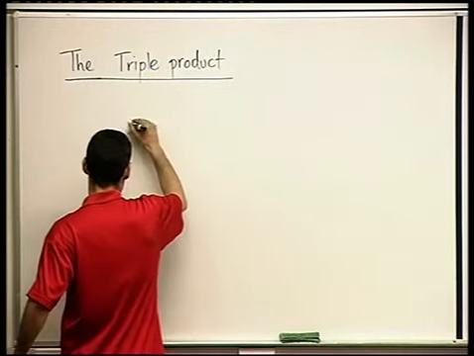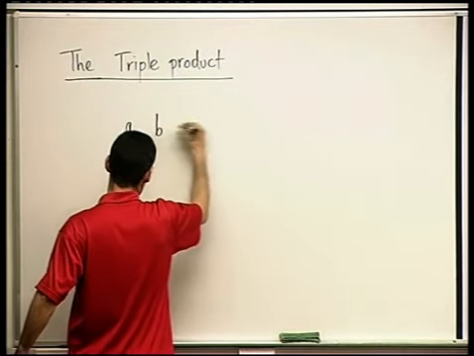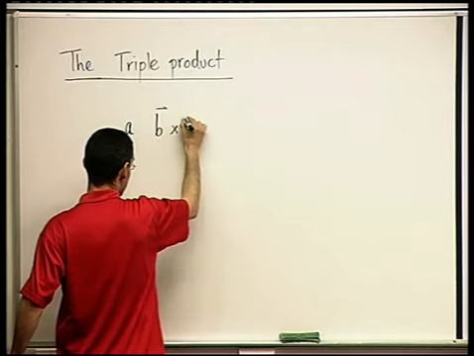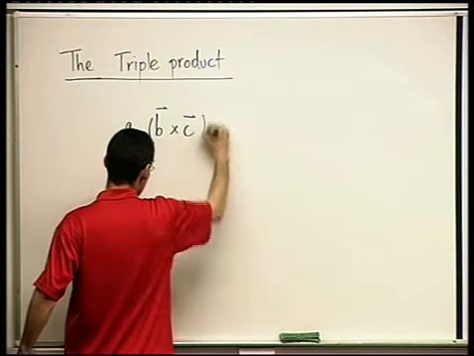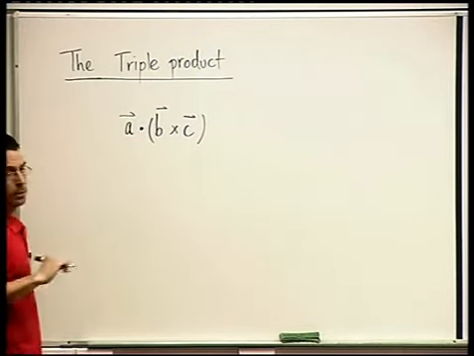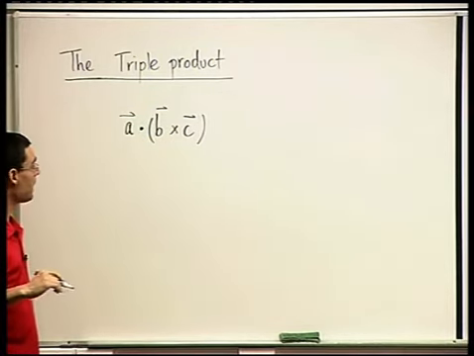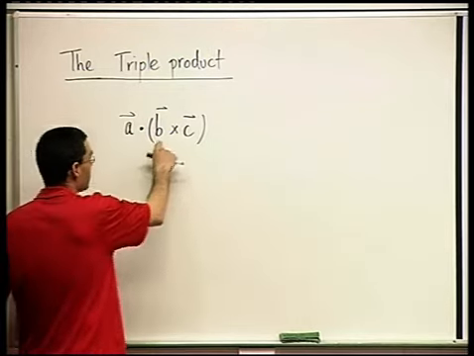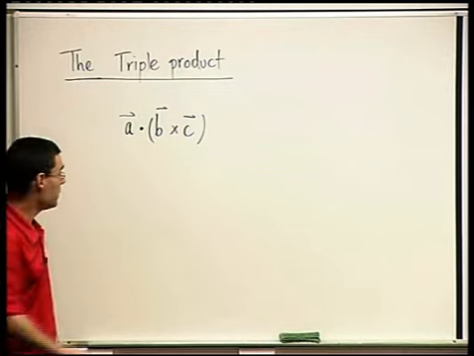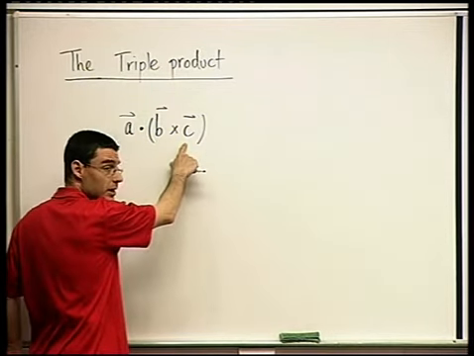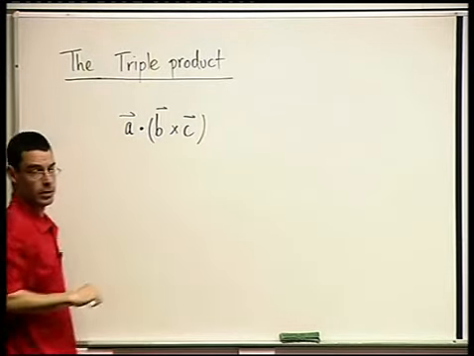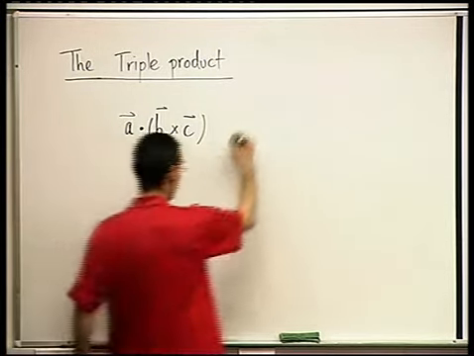So the triple product of A, B, and C, here's A, B, and C. You take B and C, you do the cross product, and then you take A and dot it with it. That's the triple product. Okay? Now, what kind of animal is this? It's a scalar, right? Because B cross C is a vector, and then the dot product of two vectors is a scalar. Do you agree? So this is a scalar.